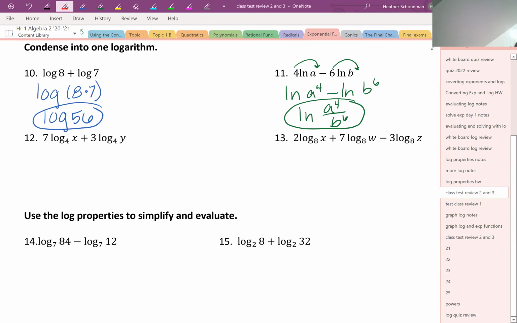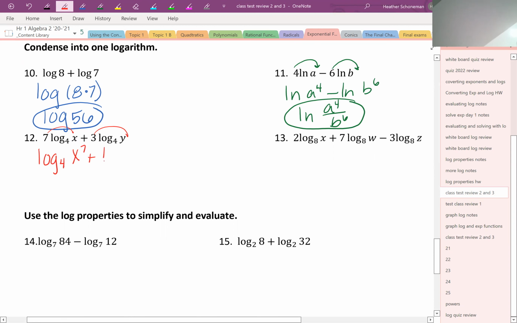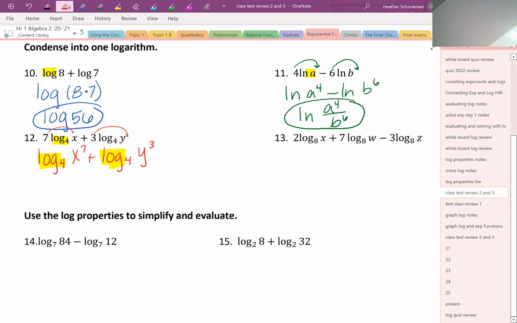Number 12. First things first, got to move the exponents. So I have log base 4, x to the 7th, plus log base 4, y to the 3rd. Remember, it doesn't matter if it's a log 4, a log, a natural log. You're not changing any of that part. You're just dealing with the variables and the numbers. And I know 4 is a number, but it's the base of a log, and we don't change that.